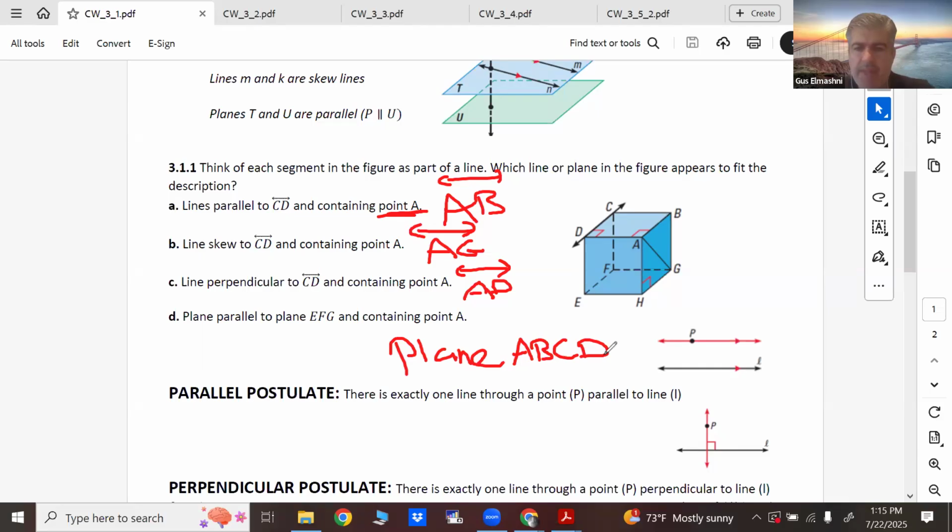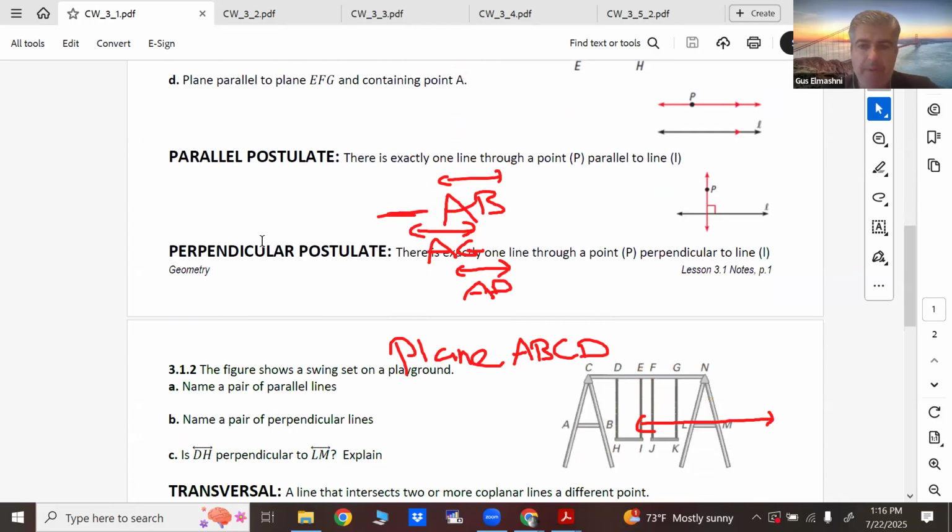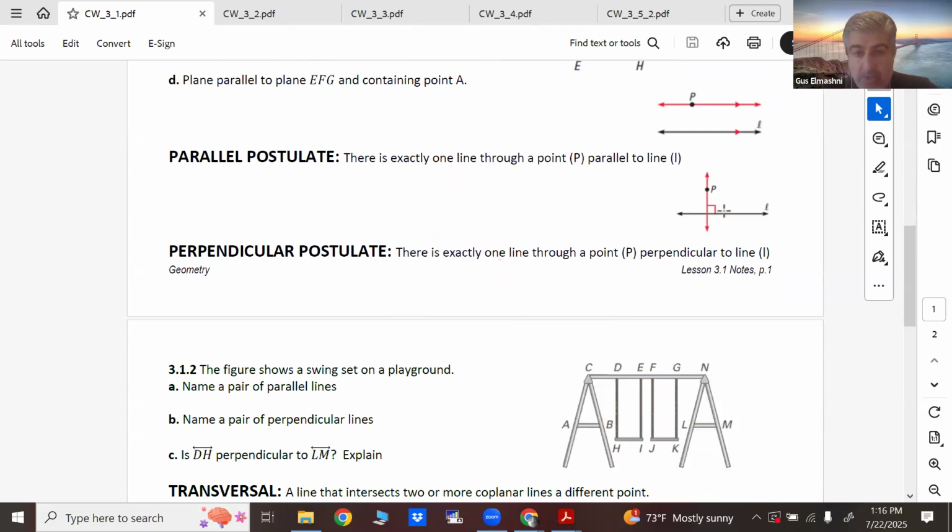Parallel postulate: there's exactly one line through a point P parallel to line L. There's only one way that could happen, right? Now I could draw infinite lines parallel to line L, but to go through point P and be parallel at the same time, there's only one such line. And likewise with a perpendicular line. To go through point P and be perpendicular to line L, only one such line.